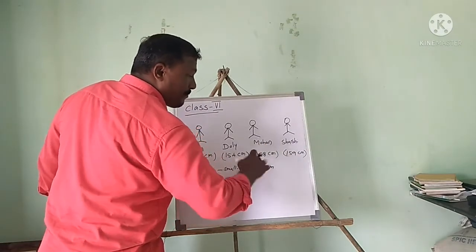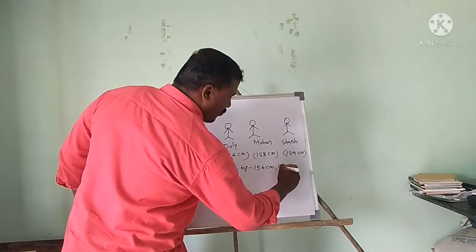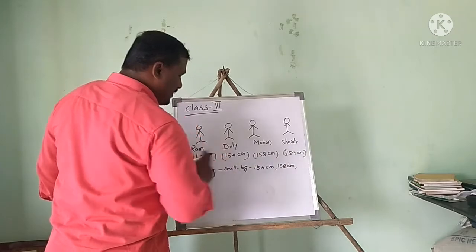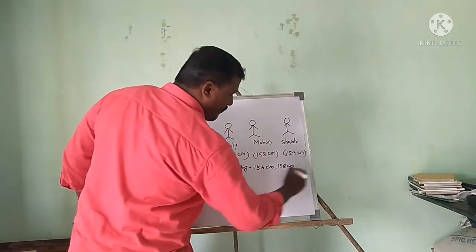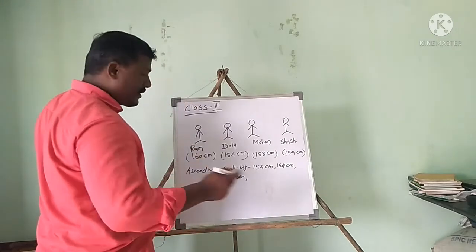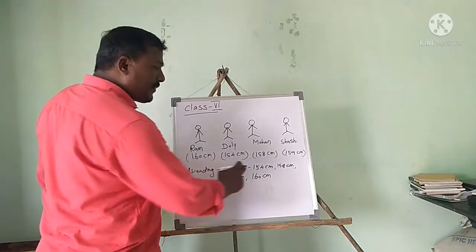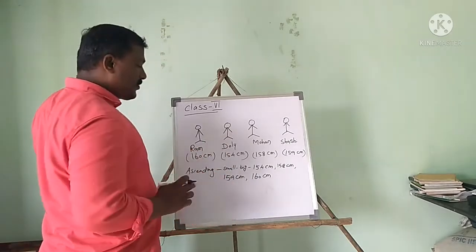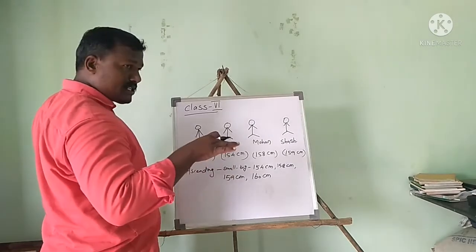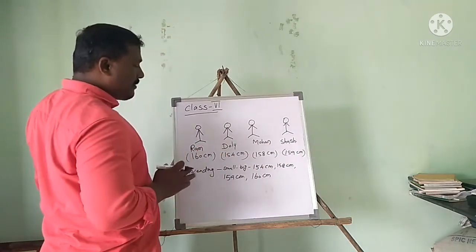Compare, then this is another bigger number, so we can write 158 centimeters. Then compare 158, the bigger numbers 159 and 160. 159 is the next bigger number, so 159 centimeters. Then another bigger number, 160. So this is the ascending order: 154, 158, 159, 160. So 154, Dolly, is the first, shortest height. Then another bigger one, 158, 159, 160. Ram is the tallest one.